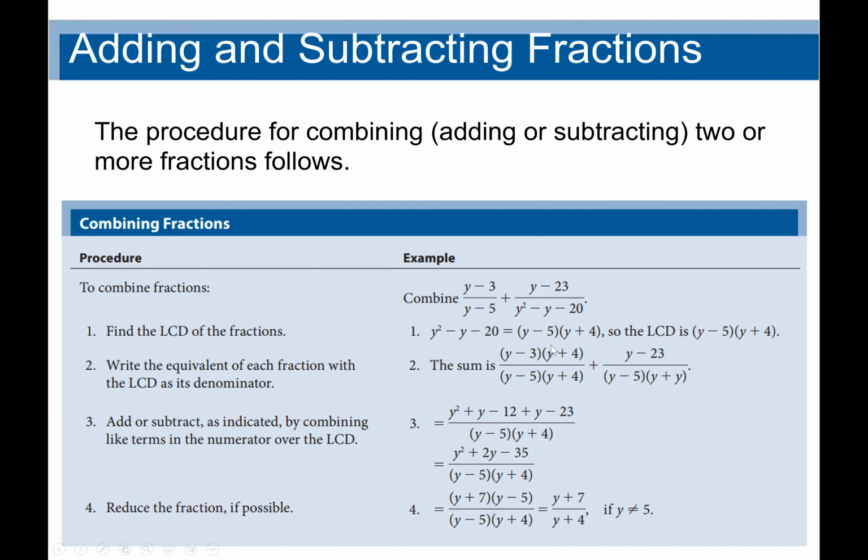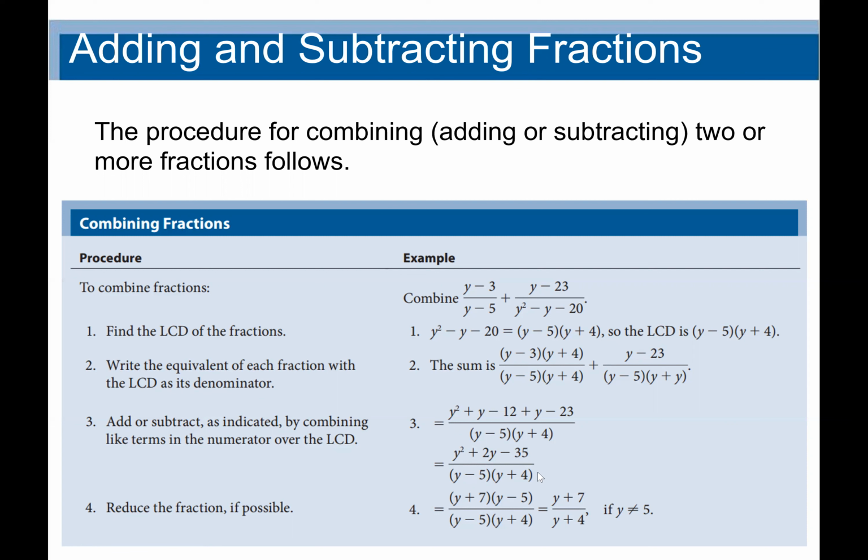Now, since these two are common, we can add the numerators. So we get y squared plus y minus 12 plus y minus 23. Then we combine the like terms, and factorize again to see if we can cancel. So we have y squared plus 2y minus 35. Find two values that multiply to give minus 35 and combine to give 2. That will be negative 5 and positive 7. Negative 5 times positive 7 gives negative 35, and positive 7 plus negative 5 gives positive 2.